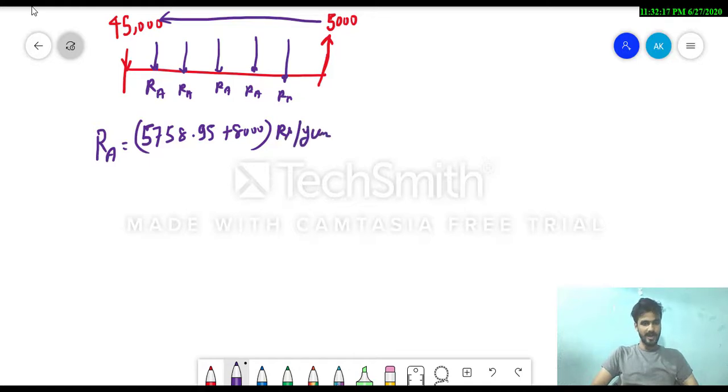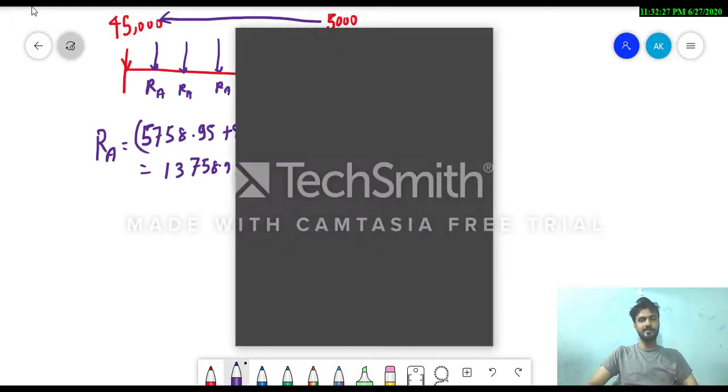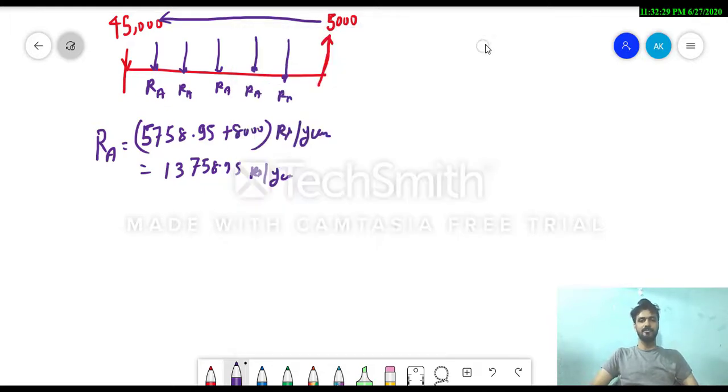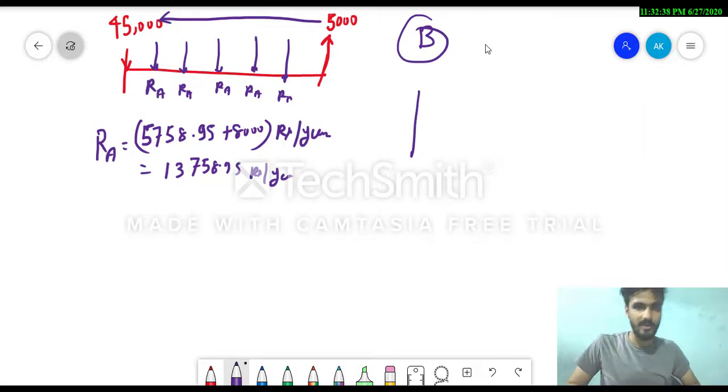per year, and after calculation you will be getting 13,758.95 rupees per year from this particular numerical. Okay, so the value of RA you have got. Now if you calculate for project B and draw the cash flow diagram, then here what will you see?